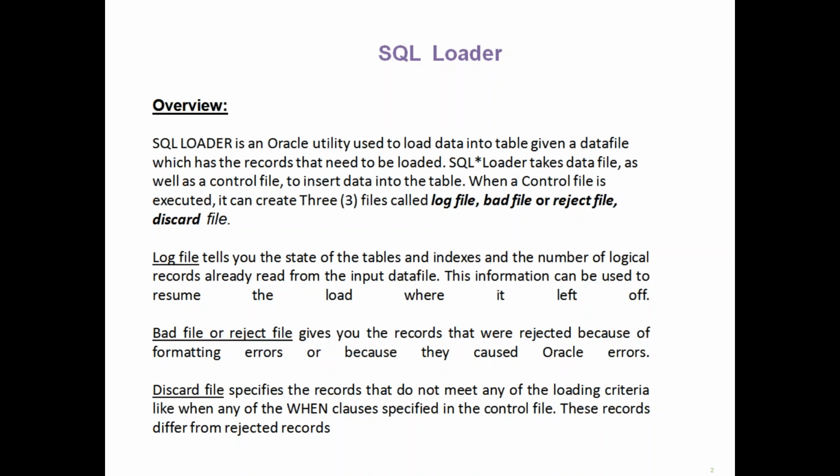So in the bad file, it will have the bad records. Simple. In the log file, it will show how many were processed, how many were rejected, and what the error is also. Generally, it tells you the record number also.